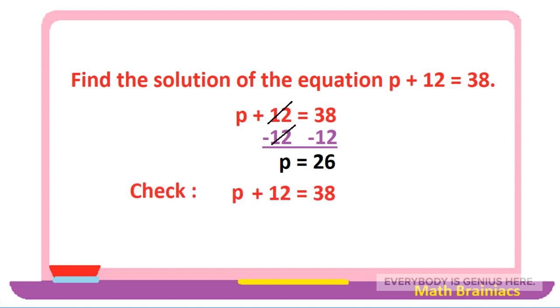Let us check if our solution is correct. We're going to rewrite the equation p plus 12 is equal to 38. Then, we're going to substitute the value of p in the equation. Correspondingly, it will give us 26 plus 12 is equal to 38. Since we come up with both sides of the equation that is equal to 38, then our solution is correct. It is easy, right?